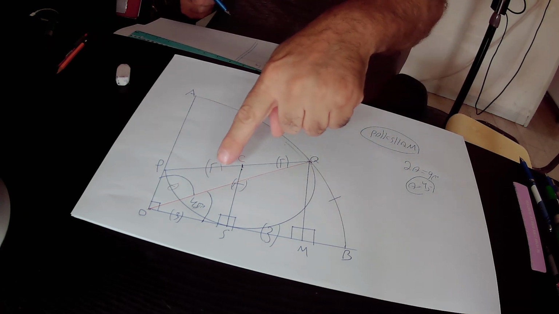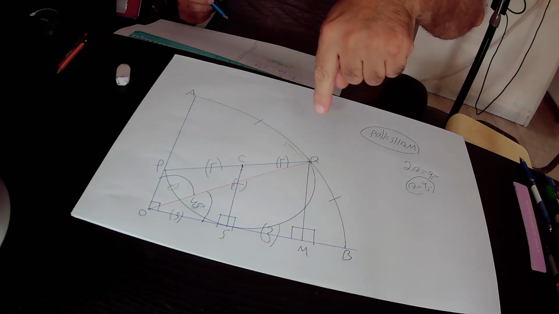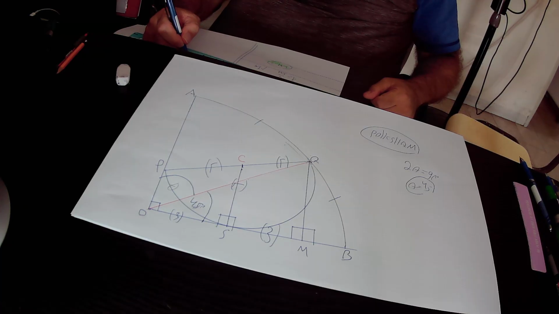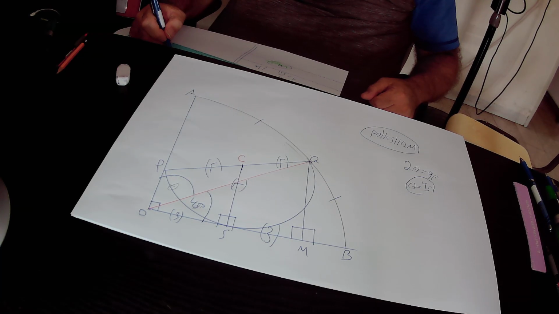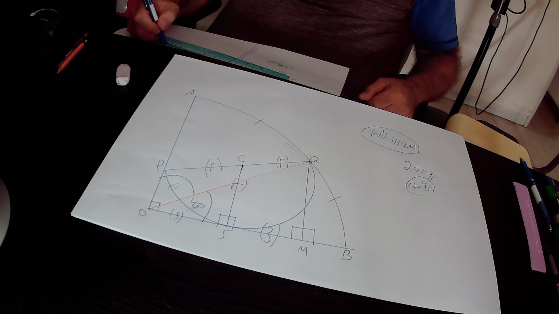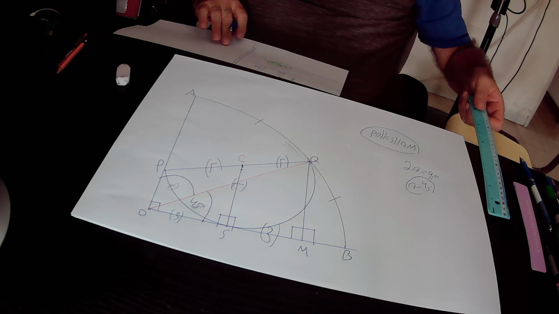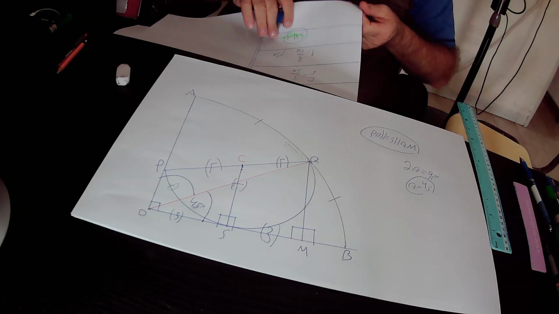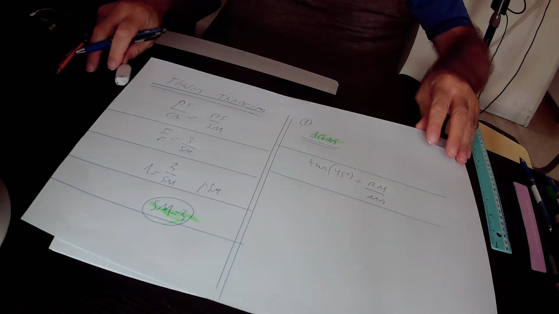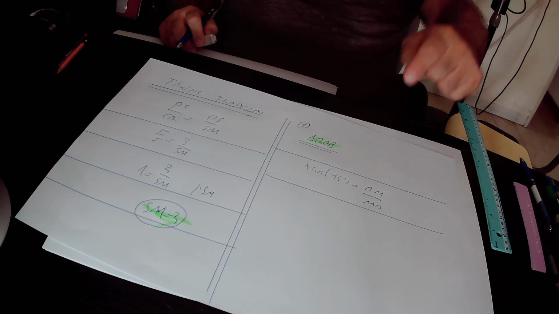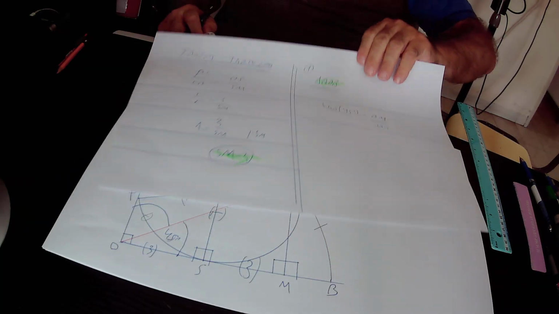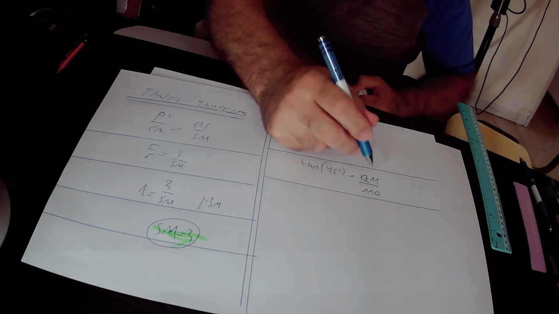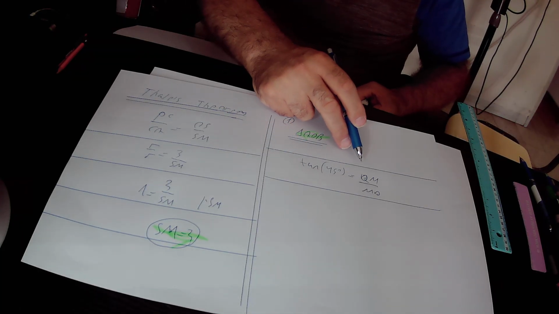In this triangle QOM, tangent of 45 degrees equals QM over MO. Again, tangent of angle QOM, 45 degrees, equals QM over OM. Tangent of 45 degrees is 1, so 1 equals QM over OM.